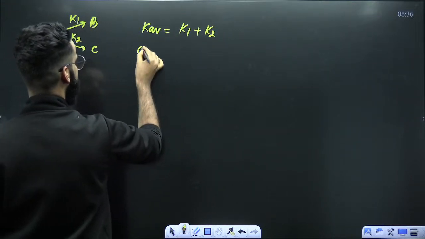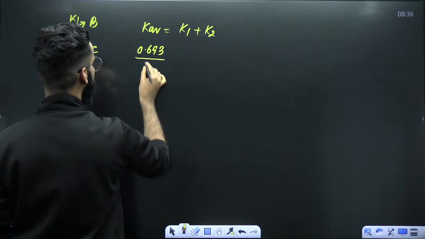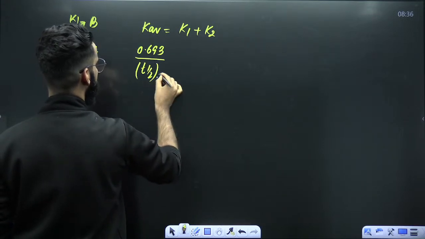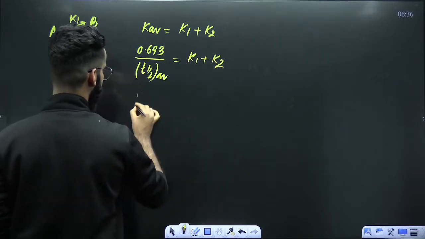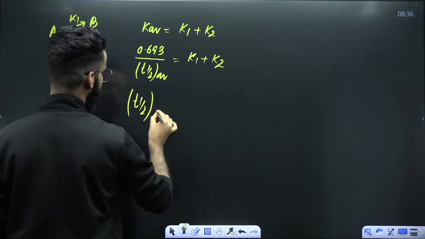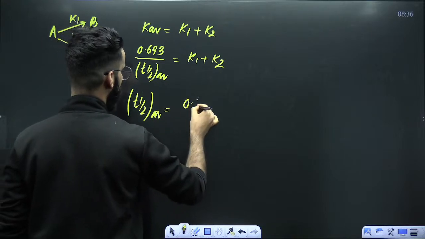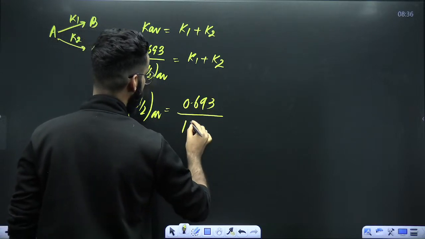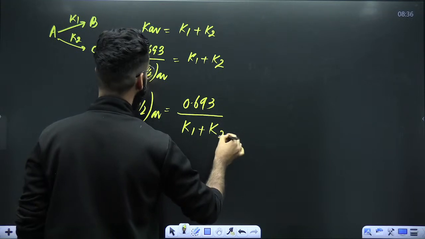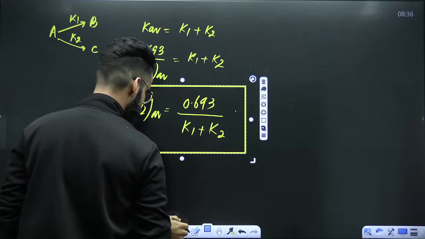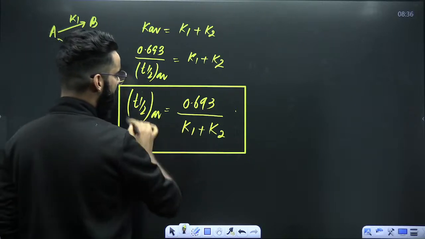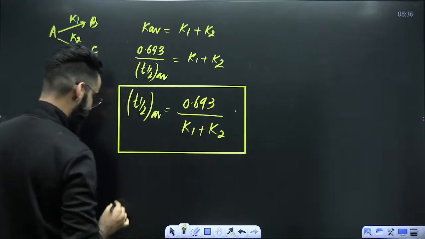Correct? Instead of K average, I can write 0.693 divided by average half-life, which is equal to K1 plus K2. So from this particular expression, you can also calculate average half-life. Average half-life of such a reaction will be equal to 0.693 divided by K1 plus K2. Right? This is the average half-life of the reaction in terms of individual rate constants.